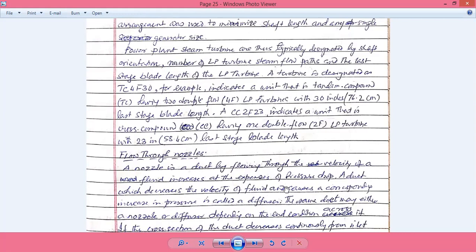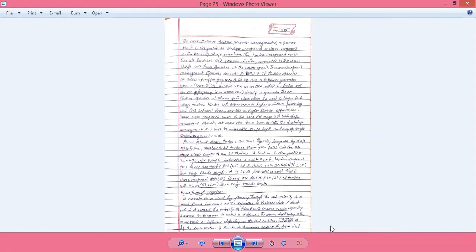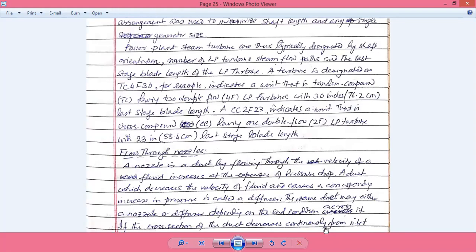So there are two names. One is the nozzle, where the velocity of the fluid increases with the loss of pressure. The other is the diffuser, where the velocity of the fluid decreases with an increase in pressure. The same duct may be either a nozzle or a diffuser depending on the end conditions across it.